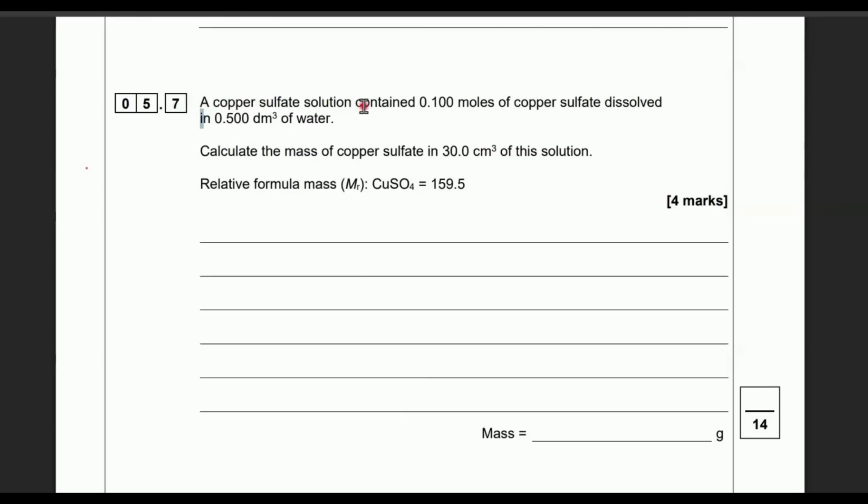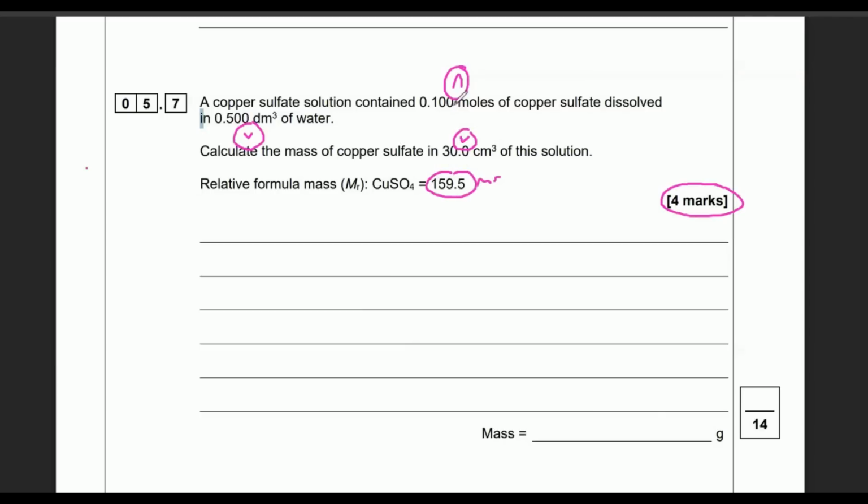Difficult one. We've got copper sulfate solution containing 0.1 moles of copper sulfate dissolved in 0.5 decimeters cubed of water. Calculate the mass of copper sulfate in 30 centimeters cubed of this solution. Relative formula mass of CuSO4 equals 159.5. So I understand this one is a hard one. That's why it's worth 4 marks, this calculation. They want the mass in g. They've given us moles. I always like to identify what my numbers are. They've given me volume. They've given me another volume there. And they've given me Mr.